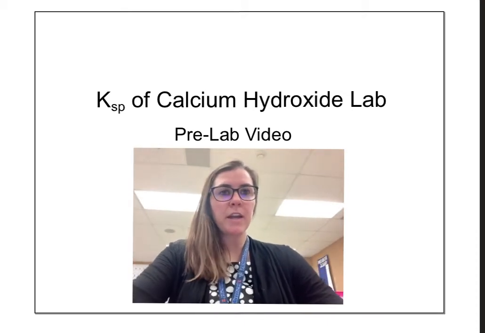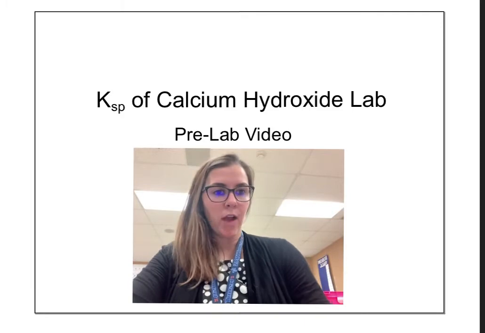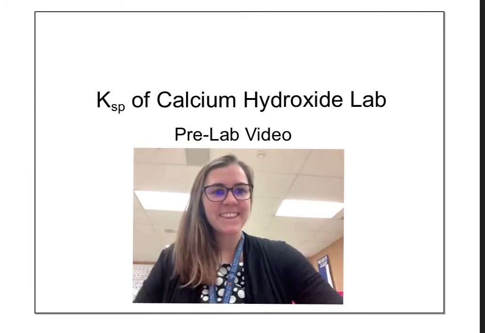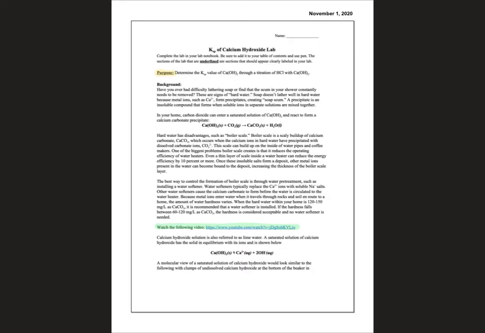I'm going to help you get ready for your KSP of calcium hydroxide lab. All right, so you're going to do this lab in your lab notebook. Make sure you add it to your table of contents and you're using pen. Any sections that are bolded and underlined need to be labeled in your lab. Anything that is not bolded and underlined, you're expected to read through and do, but it does not need to be like a section in your lab notebook.